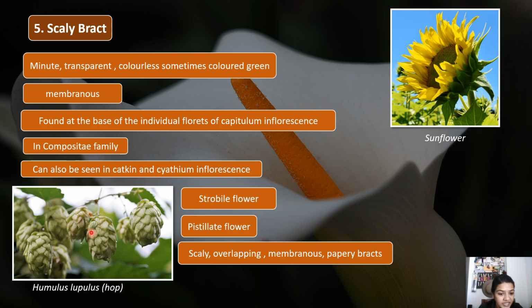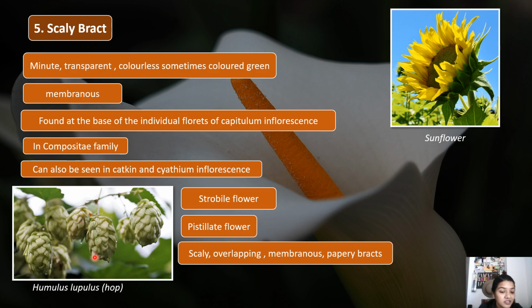So this scaly structure that you see, overlapping each other, right? It is membranous and papery. So if you touch, these are like papery bracts. So these are the scaly bracts. These are colorless as you can see, and scaly and papery, right? The flowers are actually present inside, within each bract. This means the bract is covering the flower, right? So the flower is actually present at the base of the bract inside, and so you cannot see the flower, but that structure that you see is the scaly bract of Humulus lupulus.